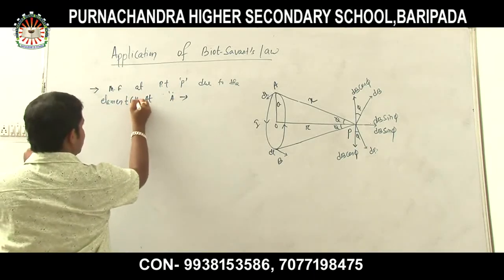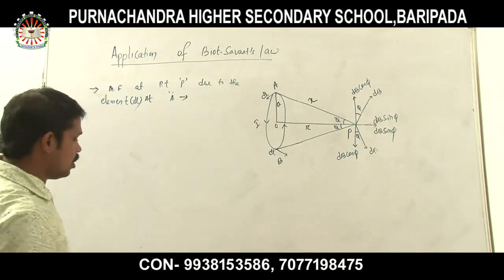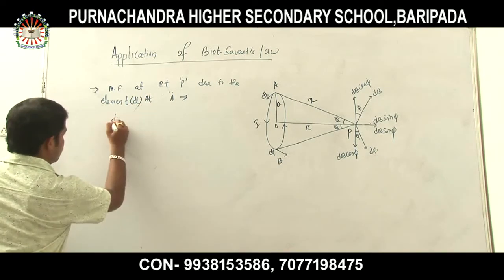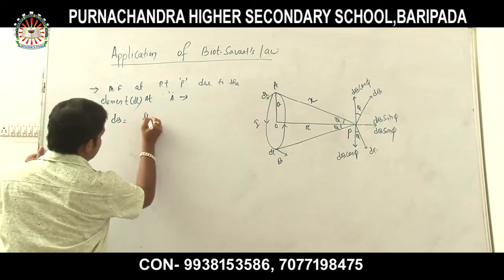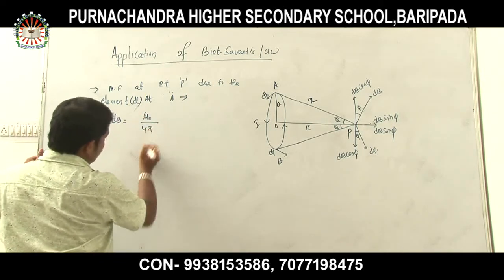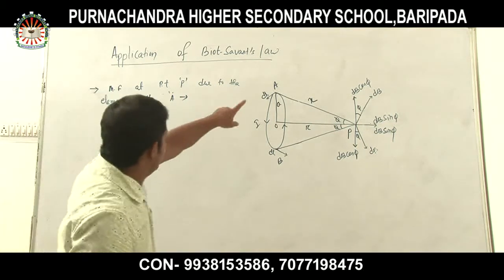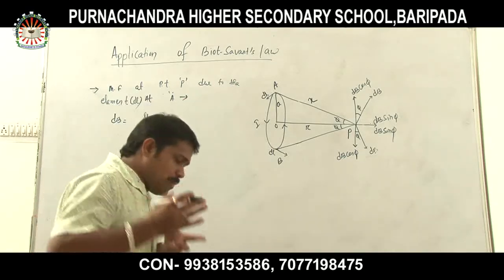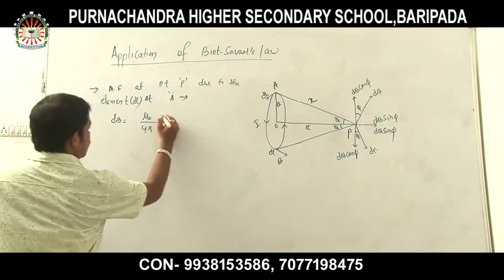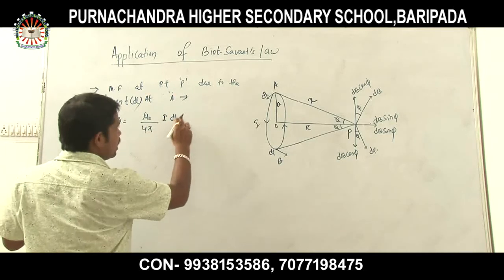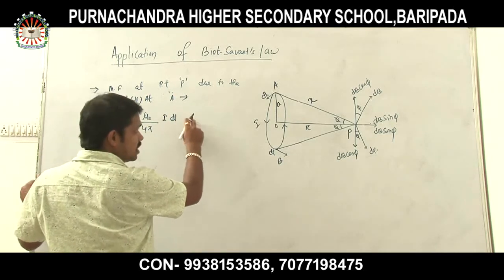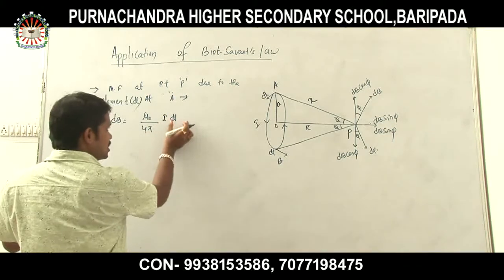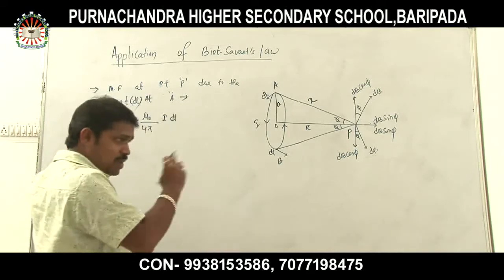Okay, so element means dl, very simple. So what is that expression? Now dB is equal to mu 0 divided by 4 pi. Then I have to go through my same expression: I dl sin theta, so dl cross r. Let us find out what is the angle between dl and r.